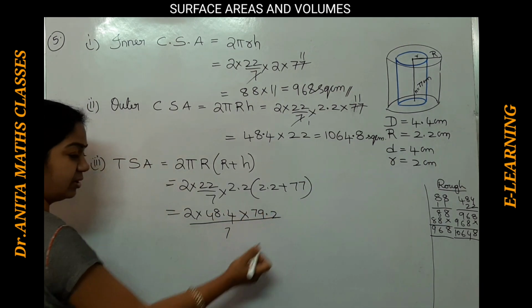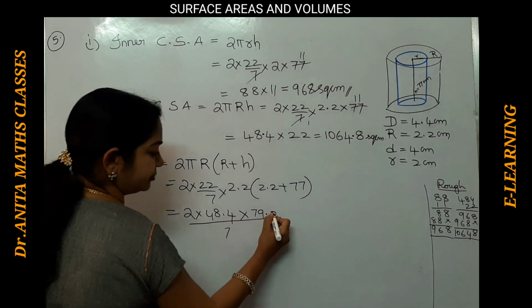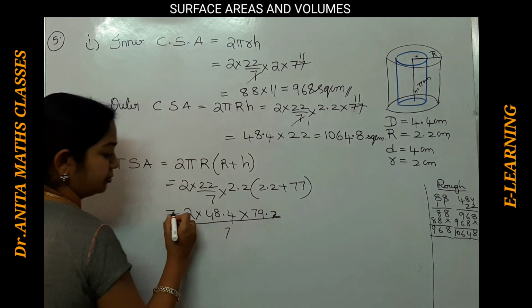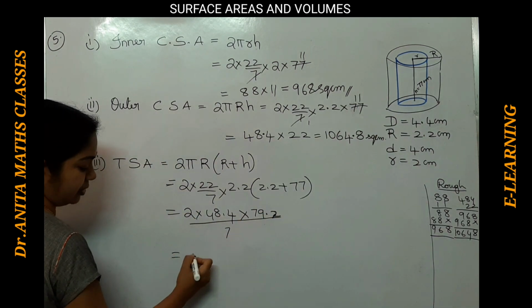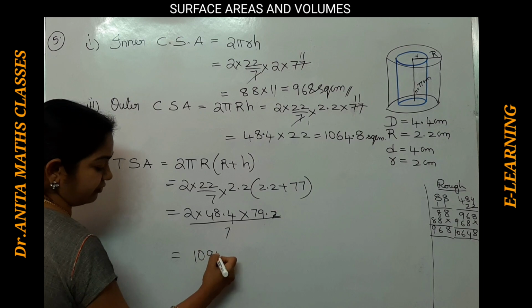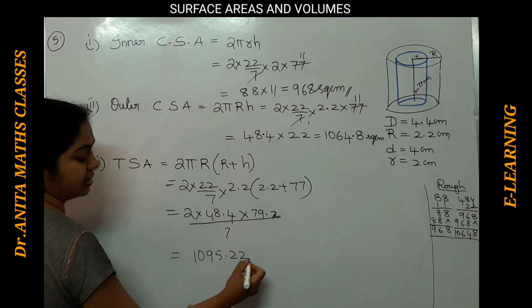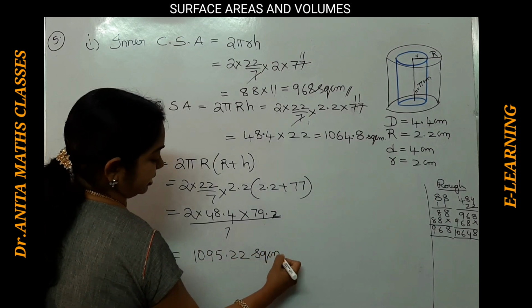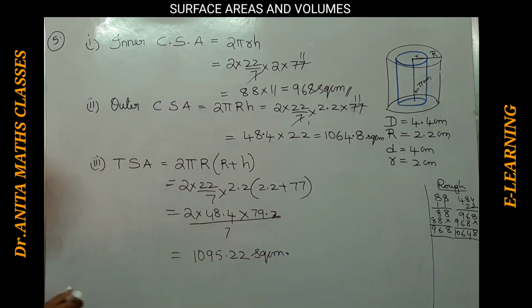Divided by 7, 7 will not go into all these, but you can multiply and divide with 7. You get somewhere around 1095.22, something like this, in square centimeters. Do the calculations in the rough part and note it down. Please pause and note it down. Let's see the next one.